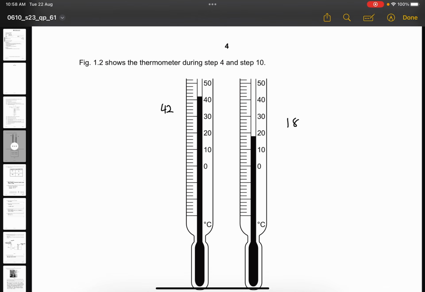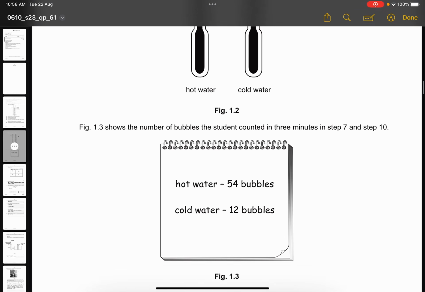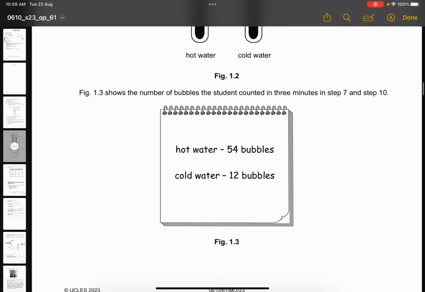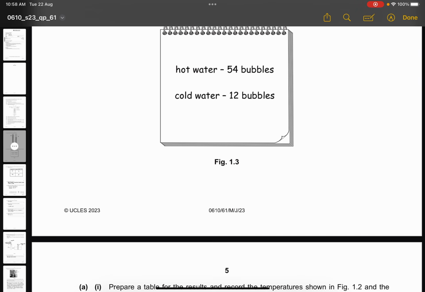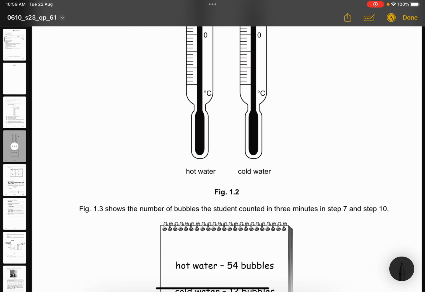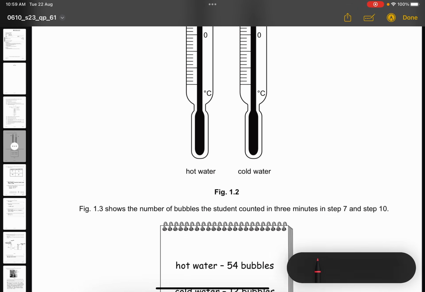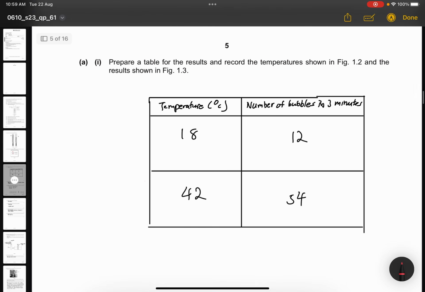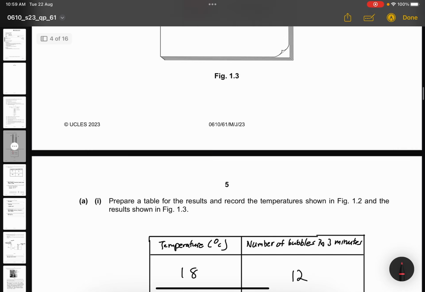Figure 1.2 shows the thermometer during step 4 and step 10, which is shown as 42 degrees and 18 degrees. Figure 1.3 shows the number of bubbles the student counted in 3 minutes in step 7 and step 10. So hot water has 54 bubbles, cold water has 12 bubbles. What this means is that when we are doing the table, hot water will be the 42 degrees, okay, and the cold water will be the 18 degrees. So part 1, prepare a table for the results and record the temperature shown in figure 1.2 and the results shown in figure 1.3. So just draw this simple table and just fill in the data.